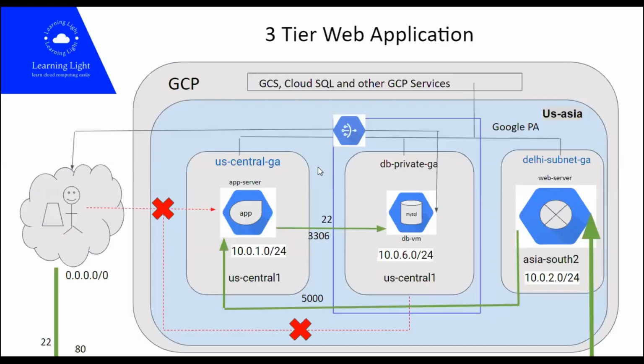Friends, in an earlier lecture, we created a three-tier web application by separating the web server from the app server, and securing the app server and the database server by restricting their access from the outside world with the help of VPC networking and firewall rules. If you missed that video, you can watch it. We are providing the link in the description below.